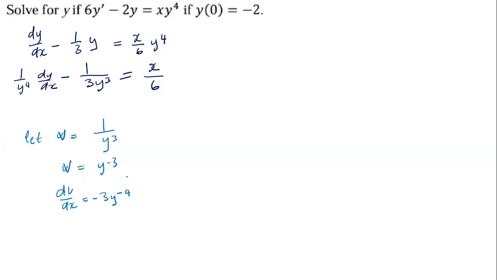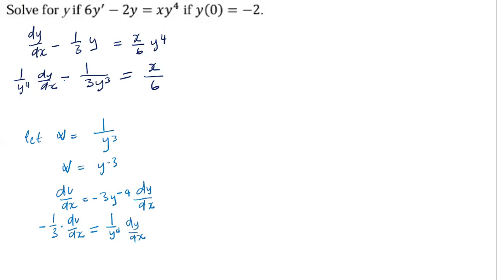Remember, we're differentiating, we're not integrating. Dy over dx. Therefore, I'm going to get rid of what? Of this -3. Divide both sides by -3. I have -1 over 3 multiplied by dv over dx is equal to, here, remember, this is y to the power of -4, the same as 1 over y to the power of 4 dy over dx.